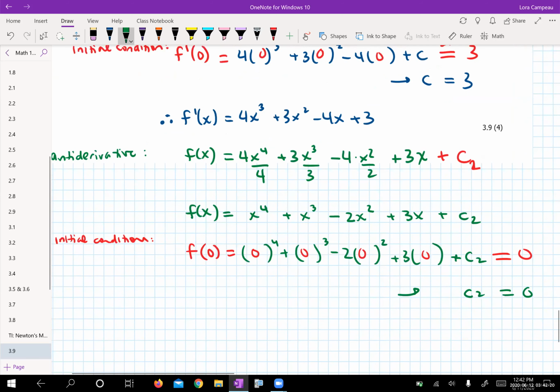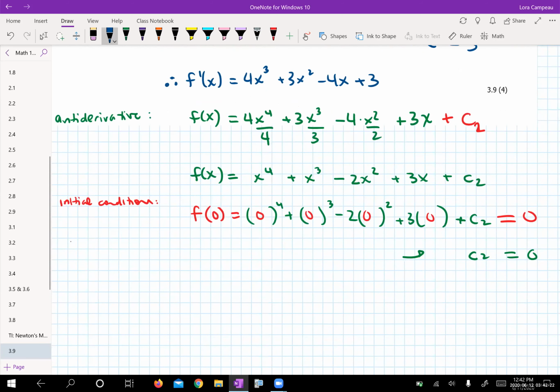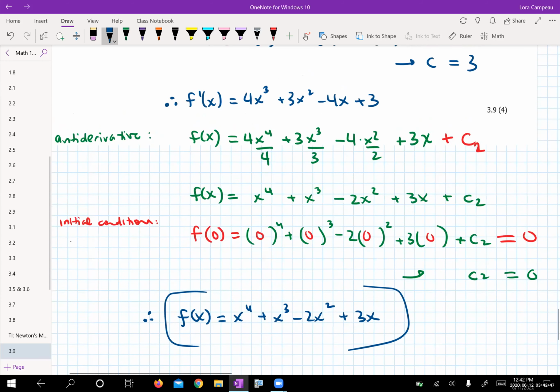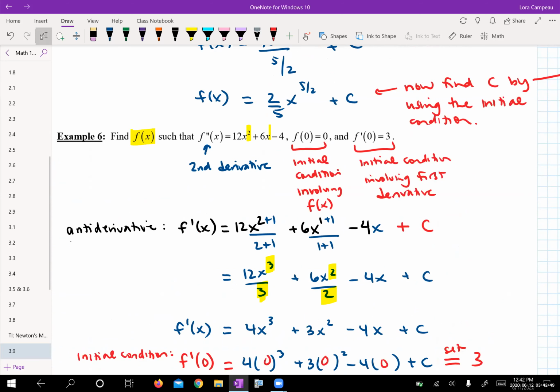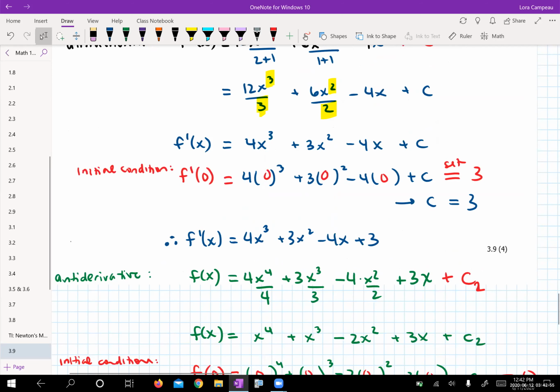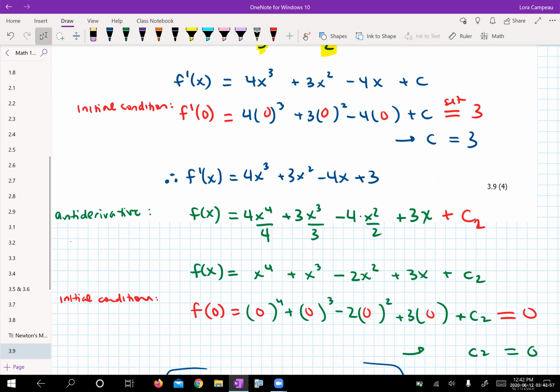So finally, we can now find who f of x is, who that actual c was, and it just happened to be that C2 was 0. So let's finish off the problem with our final answer. C won't always be 0, but it ends up being this case for this example. So now we found what the problem wanted. It wanted f of x, the original function, given the second derivative. So we had to go through two cycles of finding antiderivatives to actually find it.